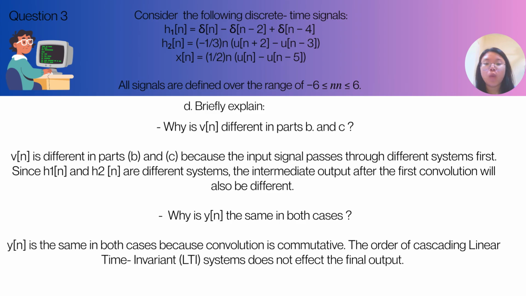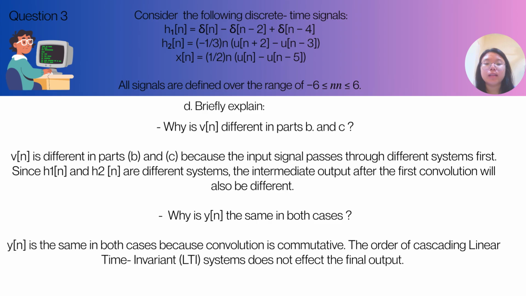Briefly explain why Vn is different in part B and C. Vn is different in part B and C because the input signal passes through a different system first. Since H1n and H2n are different systems, the intermediate output after the first convolution will also be different.